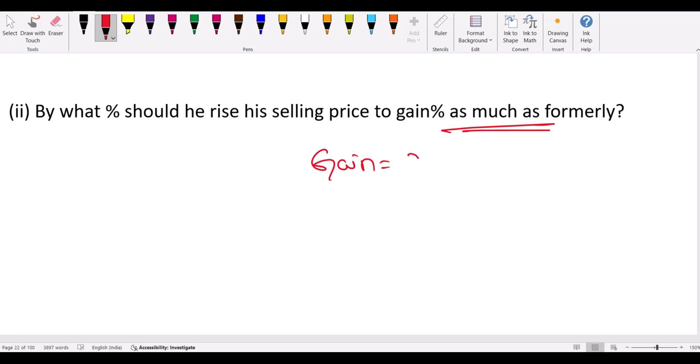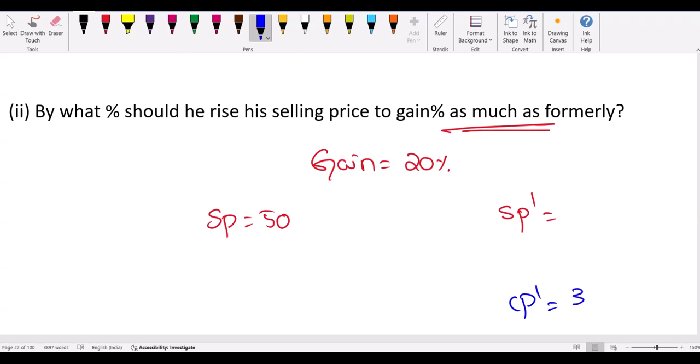Now also you want to get 20% only. What should be the increase in selling price? Selling price is how much? 50. Now you want the new selling price, so the new cost price is how much we got? 375 divided by 8. See, here we need to get 20% gain.